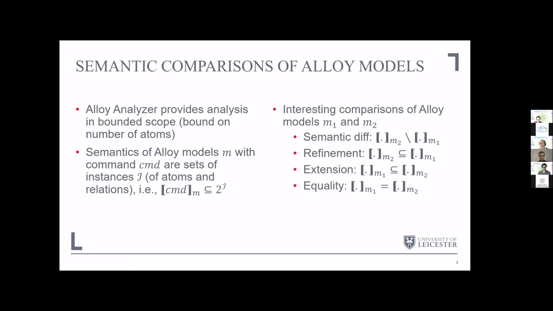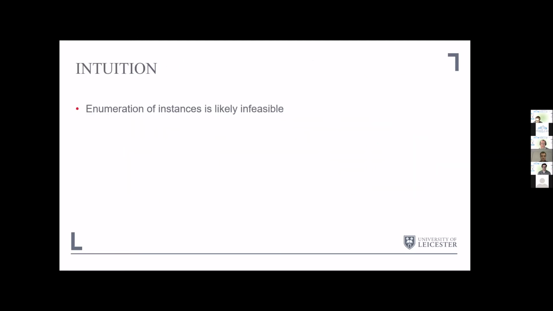So for example, the semantic difference: we might be interested in what are the instances that were added in the semantics of model 2 that didn't exist in the first model. Or we want to check refinement or extension, or simply the equality of the semantics. And how do we solve this?